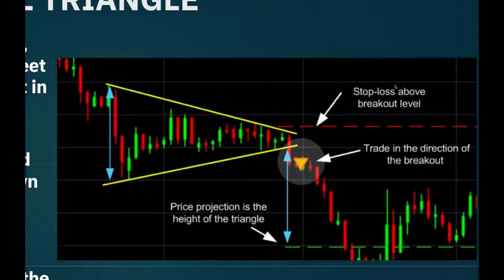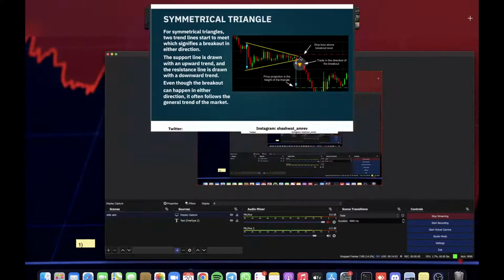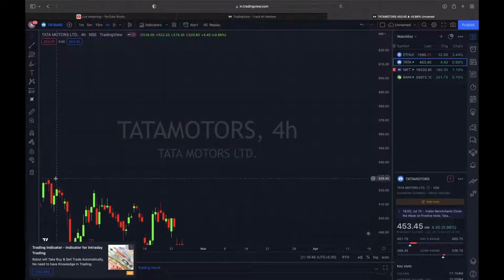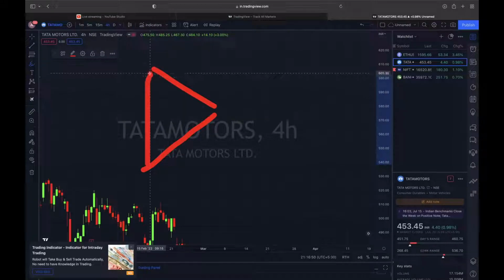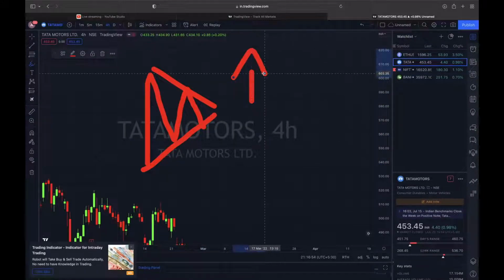How do you predict that? It's all on you. This symmetrical triangle is going to tell you that a move is coming, sir. Sir, the move is coming. Okay, this will be a triangle. Sir, the move is coming. It might go up, it might go down. You have to check from other resources, but the move is coming.